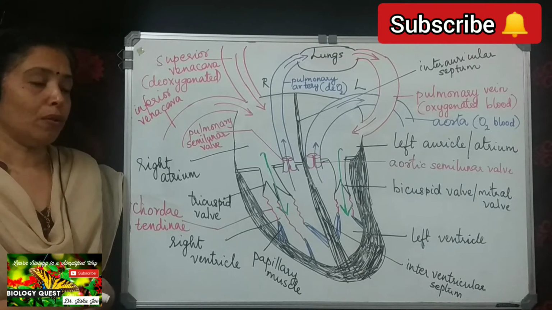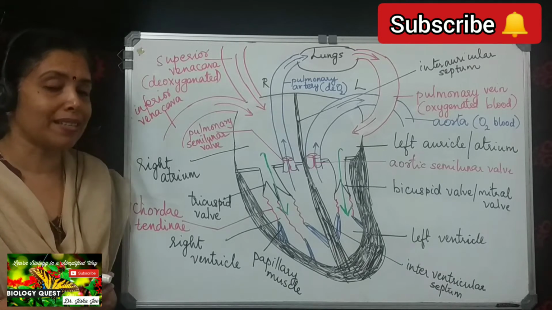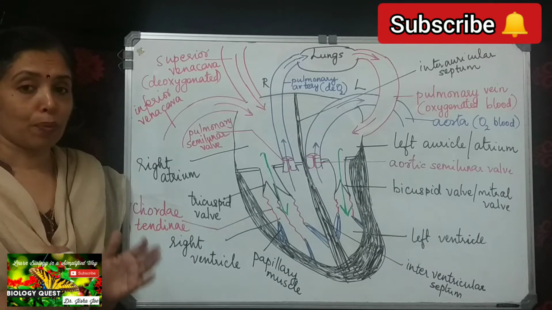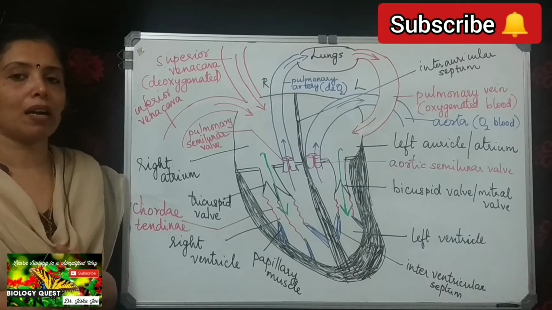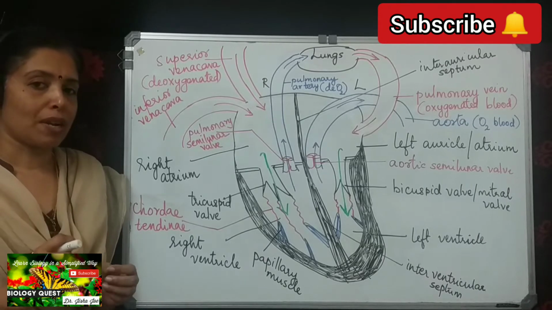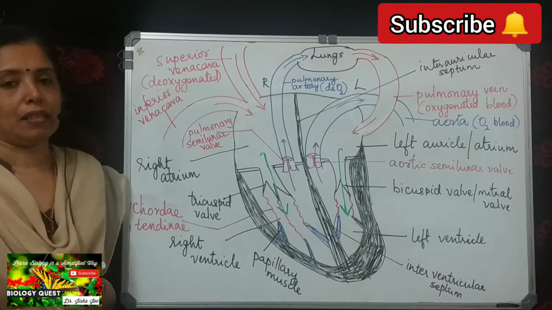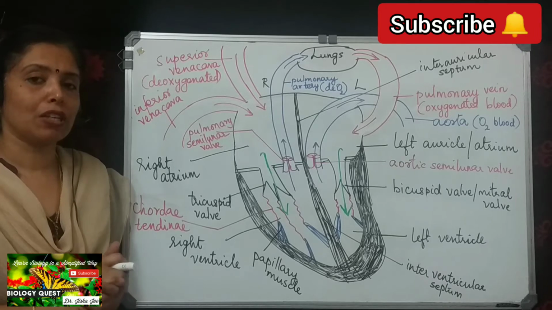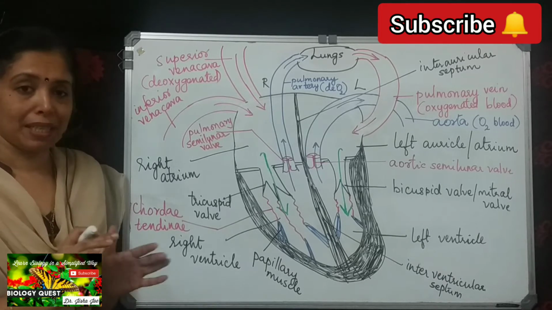Which is the blood vessel that supplies oxygenated blood to the heart muscles? It is the coronary artery, and it is the cardiac vein that carries the deoxygenated blood from the heart muscles. The coronary artery arises at the base of the aorta, and the cardiac vein drains the deoxygenated blood into the right atrium. So I hope that is clear.